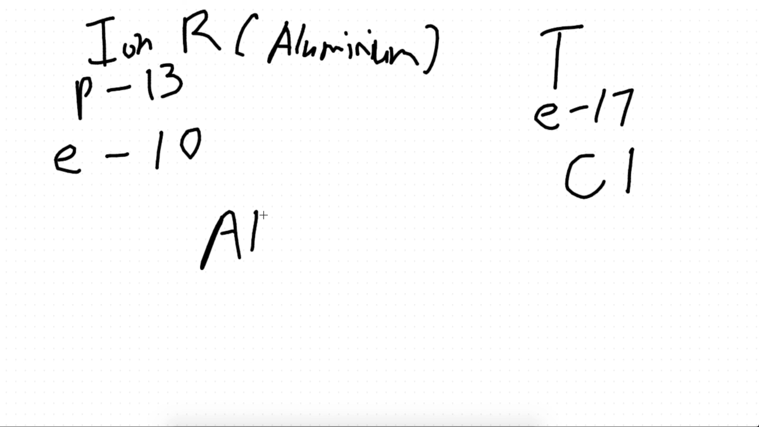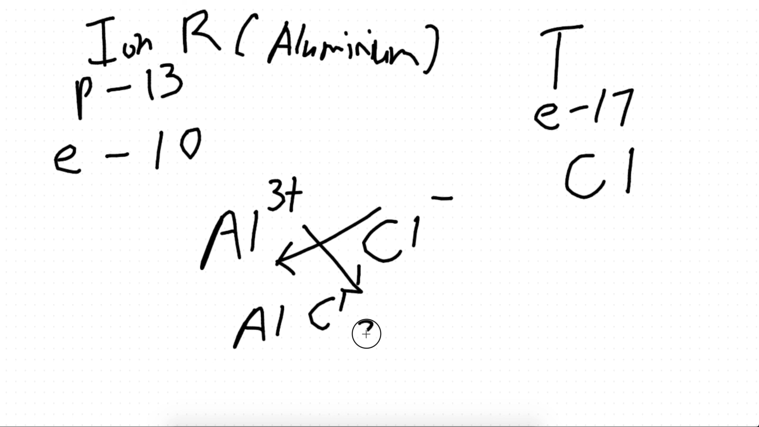Aluminium is Al3 plus, chlorine is Cl minus. We get AlCl3, which is equal to RT3. So that's it, guys.